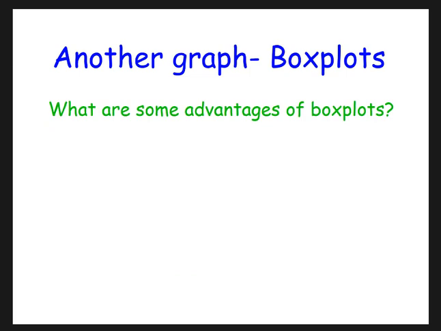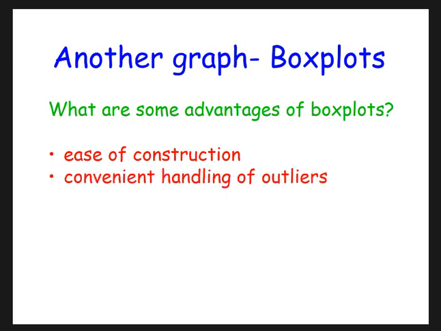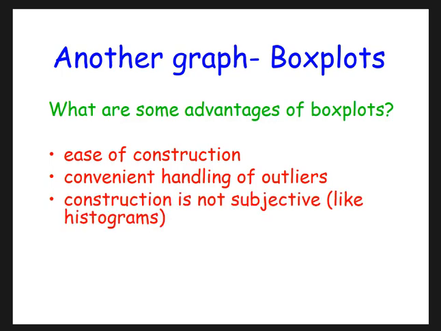From these quartiles and the interquartile range, we come up with another graphical display of data called a box plot. It's easy to construct because it just uses what's called a 5-number summary. It's one way of identifying outliers. We'll look at how we handle outliers in the box plot. And it's not subjective. It is very concrete.